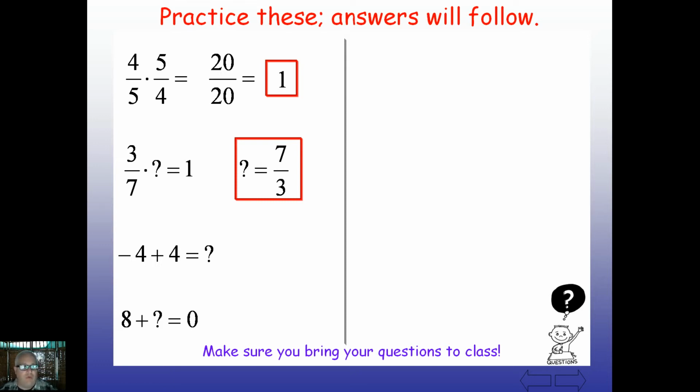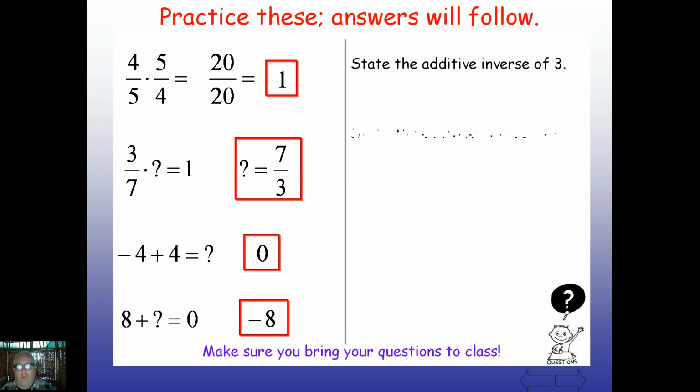And I think the third and fourth ones are pretty easy. Negative 4 plus 4, these are additive inverses. We get 0. And 8 plus what would be 0? Negative 8 is the correct answer there. All right, why don't you try these?